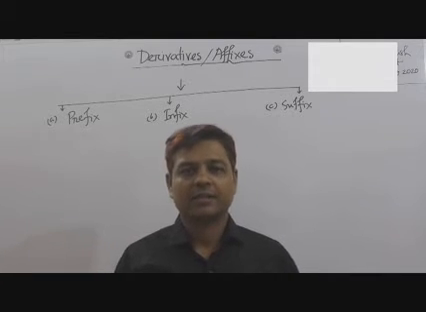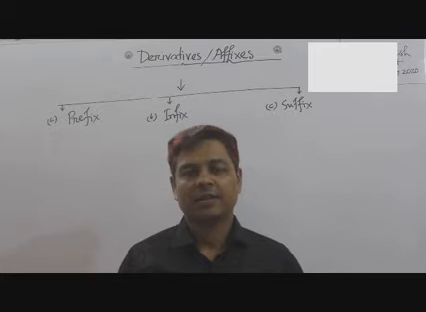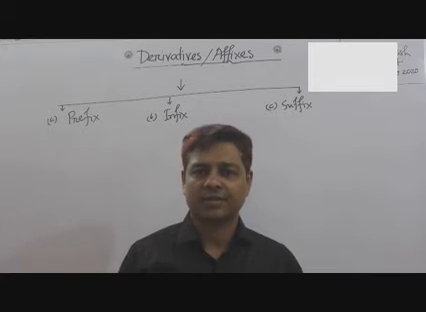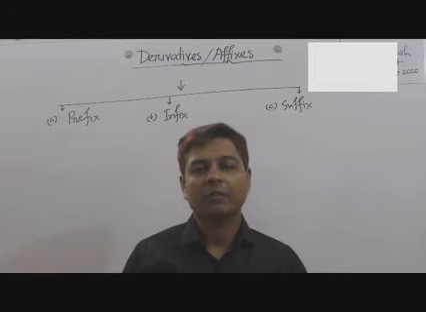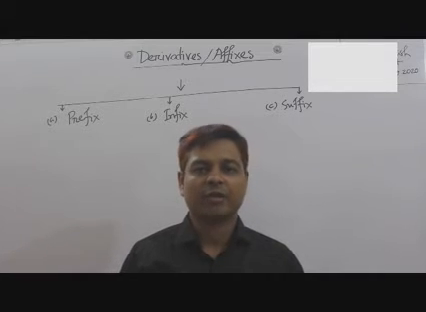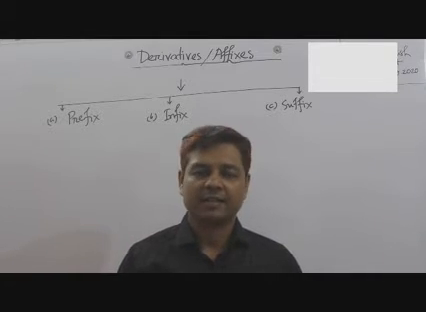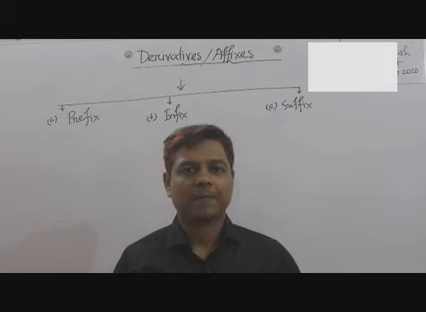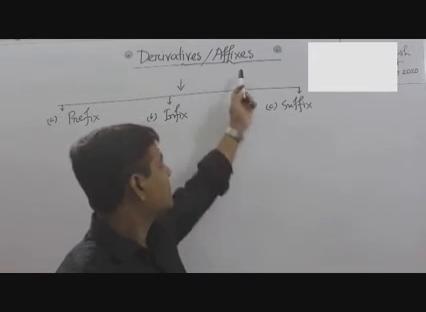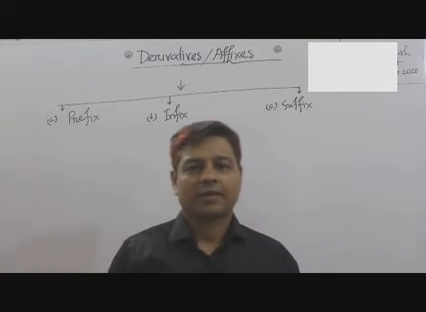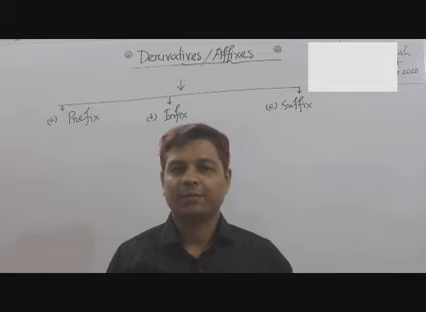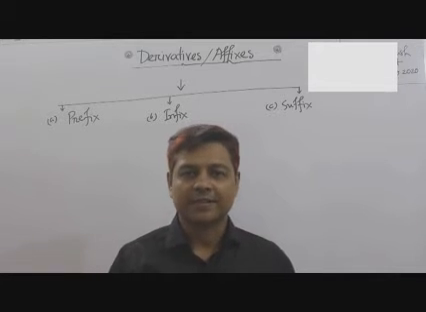Today's topic is word formation. You know, in English language, words can be formed in various ways. Out of them, I am going to discuss one of the most important items of word formation, that is derivatives or affixes. You know, affixes are of two types, prefix and suffix.